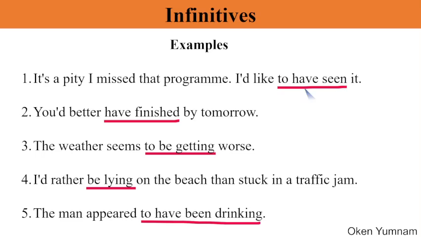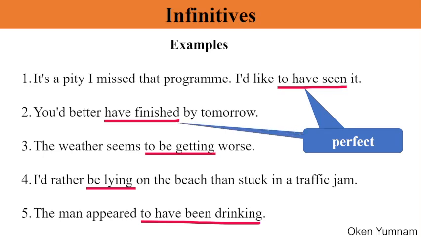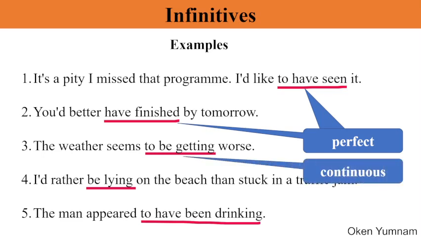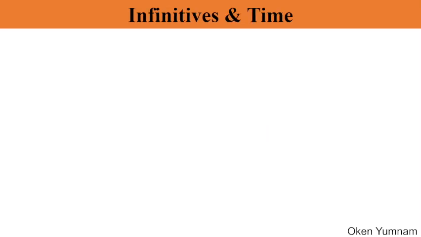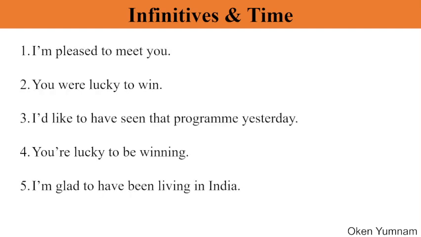This is the perfect continuous form of the infinitive here. Let's have a look at more examples. You see number 1 here. This is perfect. Number 2 is also the perfect form of the infinitive. If you look at number 3, it is the continuous form. Similarly, number 4 is also the continuous form. The last one is the perfect continuous form. Now let's have a look at infinitives and their reference to time here. I am pleased to meet you. Here, to meet, this is a simple infinitive here.